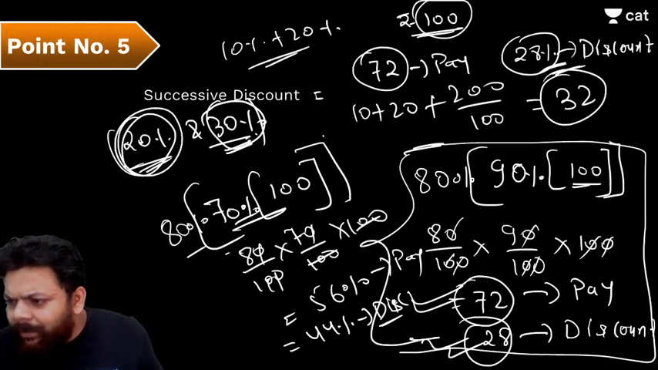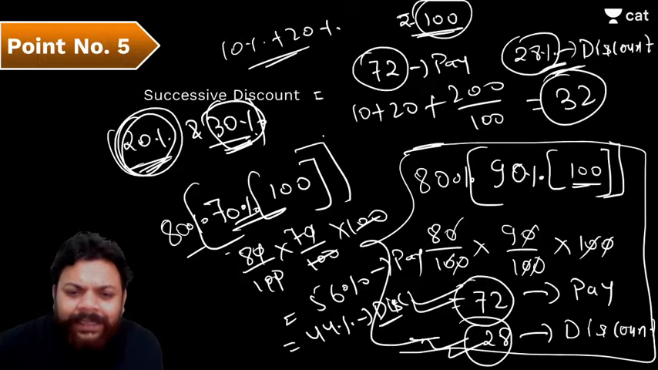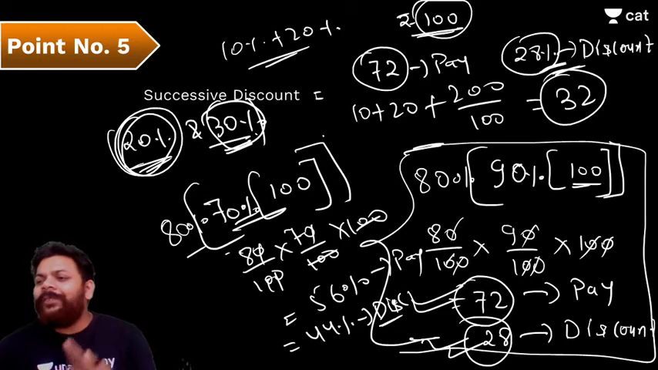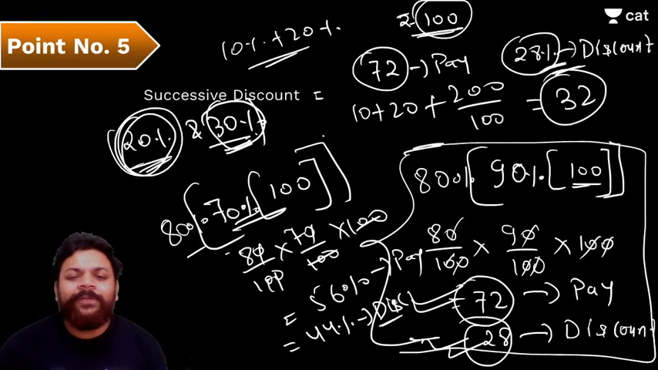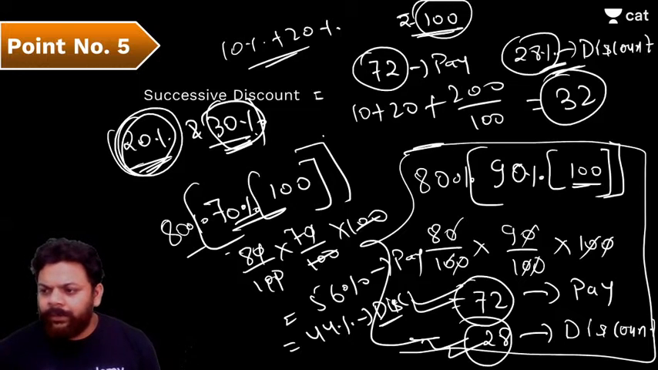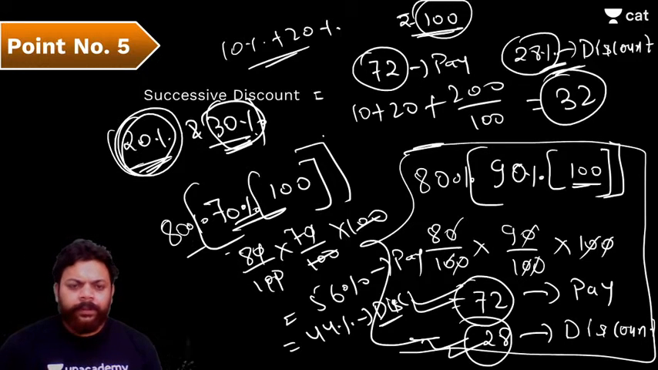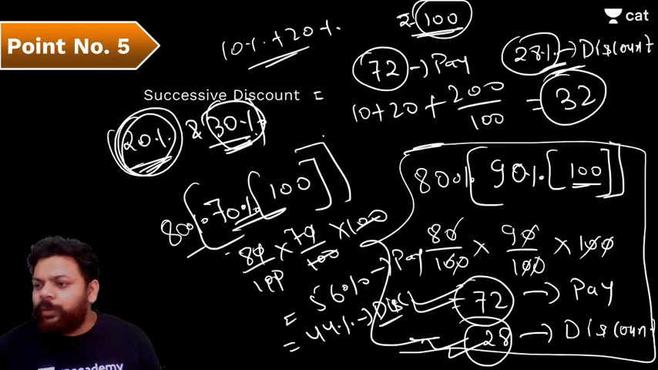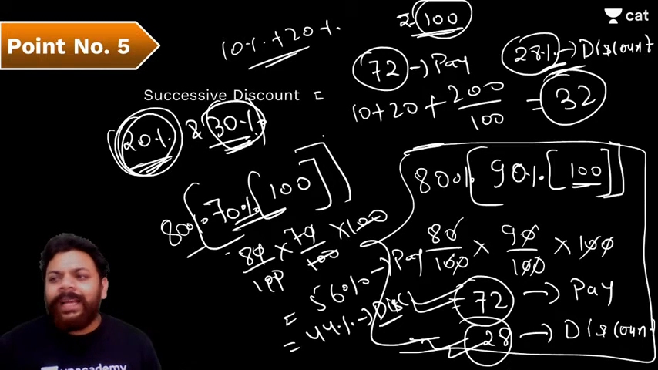56 is the percent that you need to pay. So my question is, what will be the effective discount? So the answer must be 44%. I hope this much is understood to you. Did you understand this much, guys?